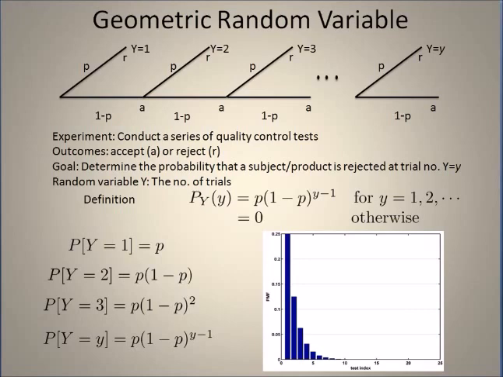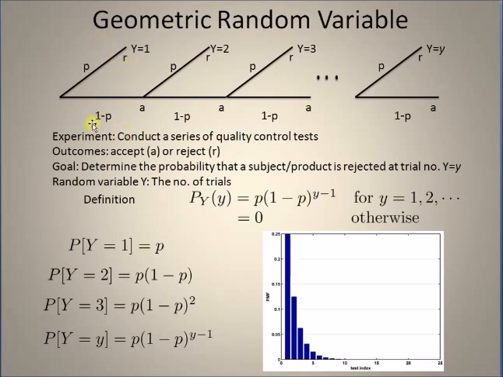The experiment corresponding to geometric random variable consists of a series of quality control tests. That is, we have multiple trials of a quality control test. So at every trial or at every test, we have basically two possible outcomes. First one is accept, denoted by letter A, and second outcome is reject, that is denoted by letter R.